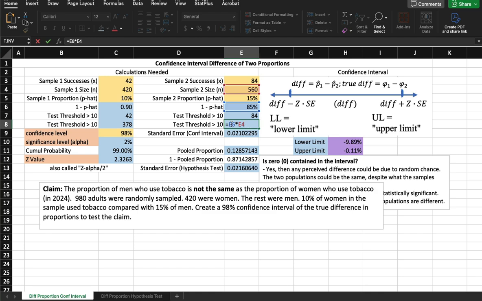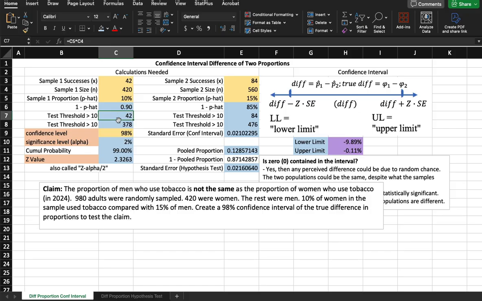In other words, that's the number of people who identify male, so if you're a man and you do not use tobacco. So men who use tobacco and men who do not use tobacco need to be more than 10. And then the women who use tobacco and the women who do not use tobacco, each of those categories needs to be more than 10 as well. So we have met the threshold that we need. So we're good to go.